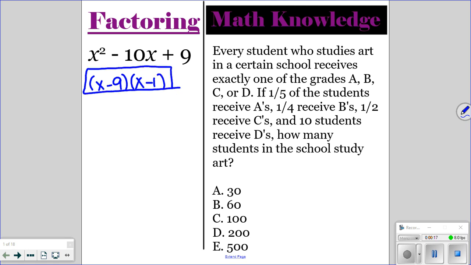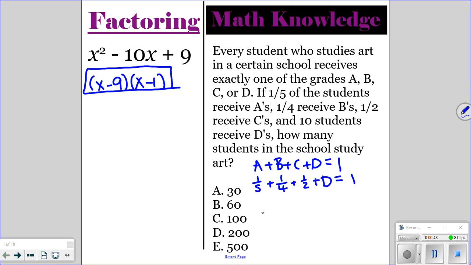For the math knowledge question, we have students that can make an A, a B, a C, or a D in their art class. And so the fraction amount for each grade is going to add up to 1. So for the A's, a fifth of them made A's, a fourth made B's, and then half made C's. And they don't tell us the fraction amount that made D's, they just say 10 of them made D's. So we need to figure out what fraction goes with those 10.